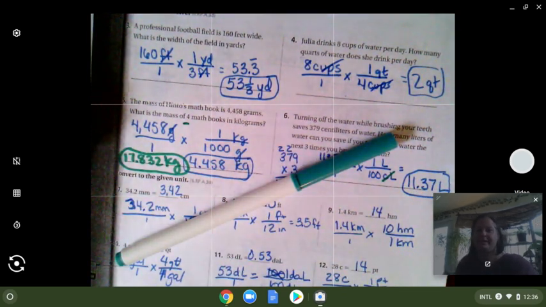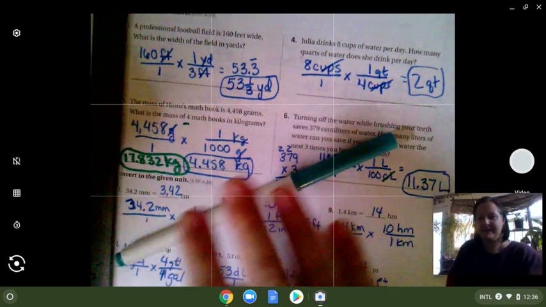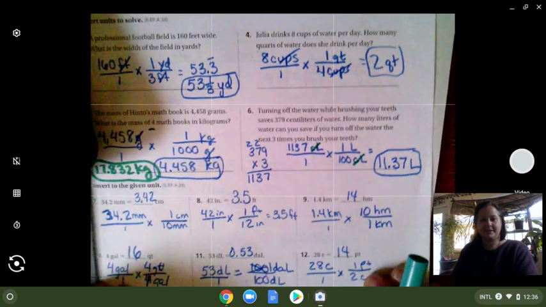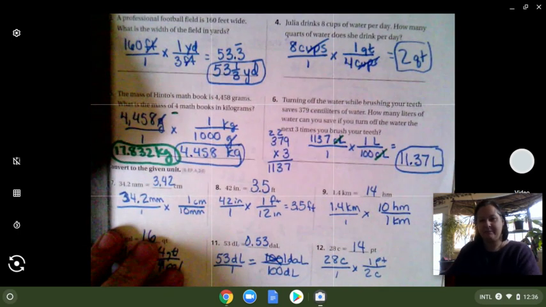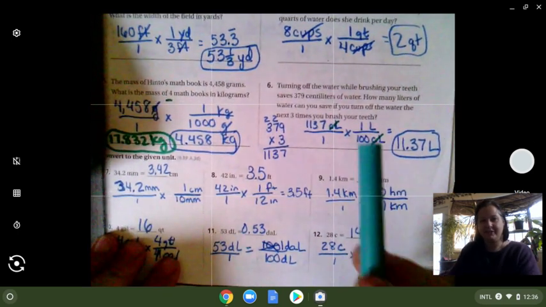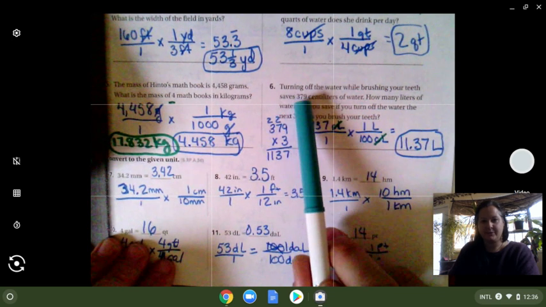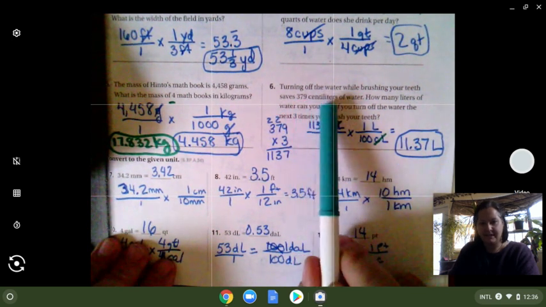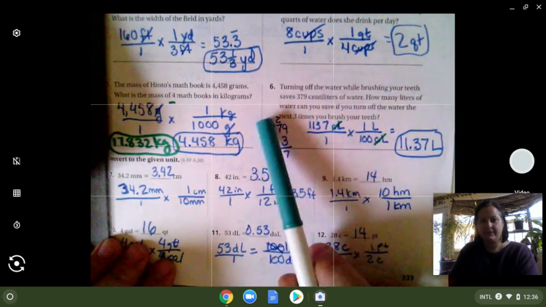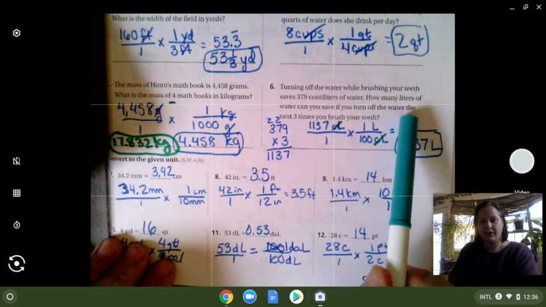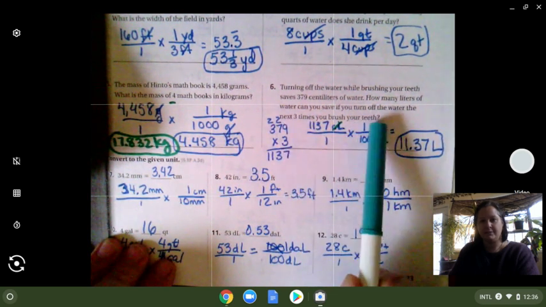Right here, we are going to finish correcting the study guide. I had made a mistake explaining number 6, so we're just going to start here. This is number 6. Turning off the water while brushing your teeth saves 379 centiliters of water. How many liters of water can you save if you turn off the water the next 3 times you brush?